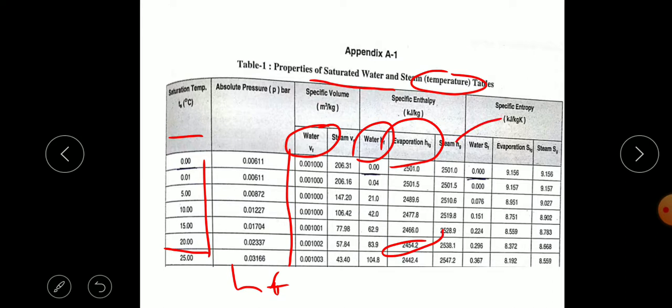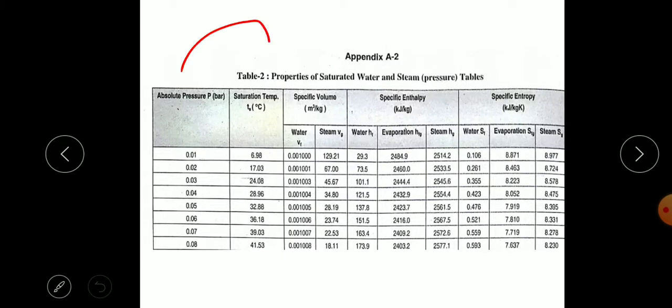The next column is the liquid entropy, SF, which is given. SF means the water entropy. SFG means the entropy change during vaporization, that is liquid to steam conversion, and the steam entropy is SG. We considered this in the last class for phase change: on this side is liquid, on this side is totally gas phase, and in between is liquid plus vapor. So at this point we consider HF, liquid enthalpy.